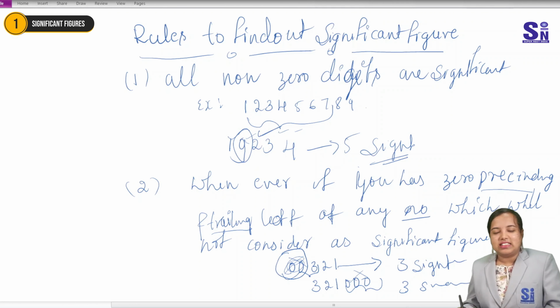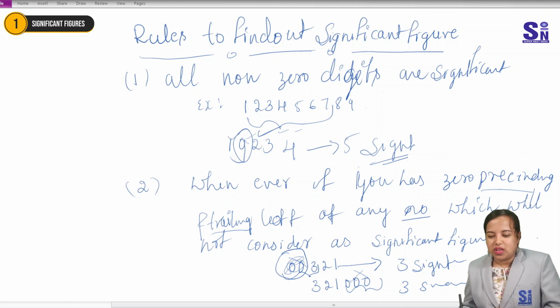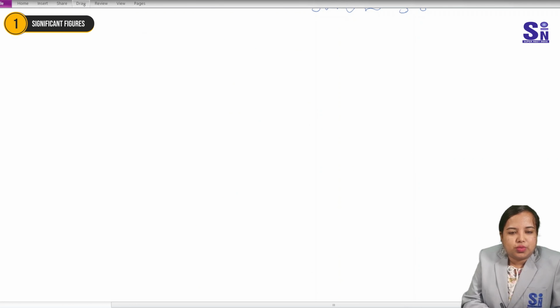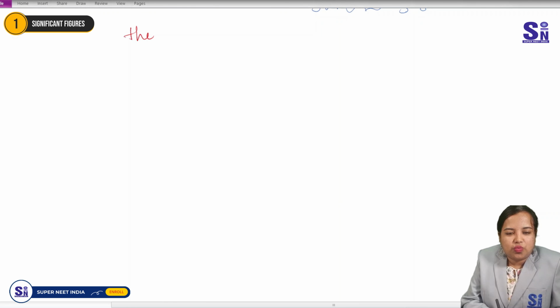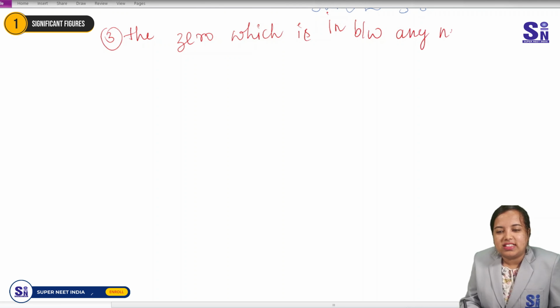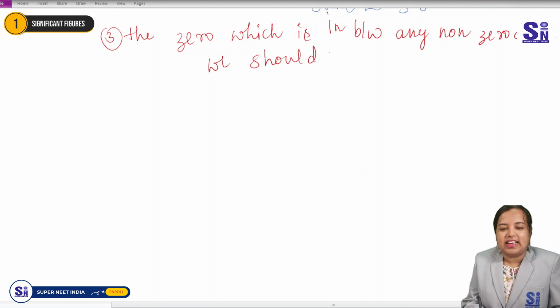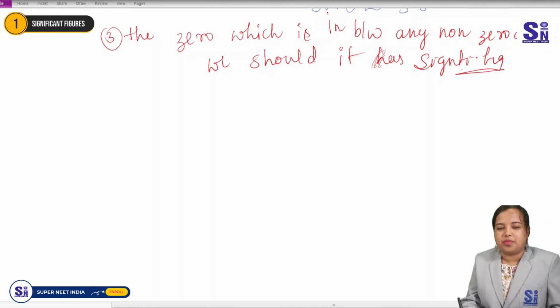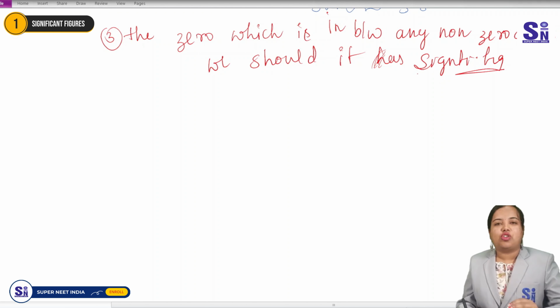Let us understand by going to the next rule. That is, your third rule explains about this. That is the zero which is in between any non-zero numbers or non-zero digits. We should consider it as significant.